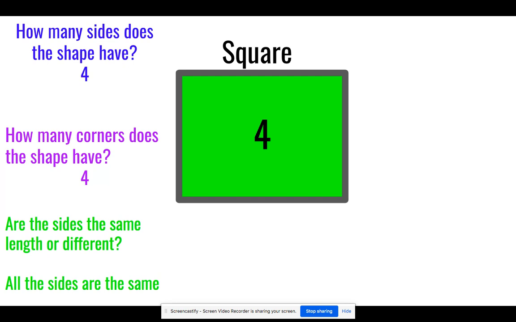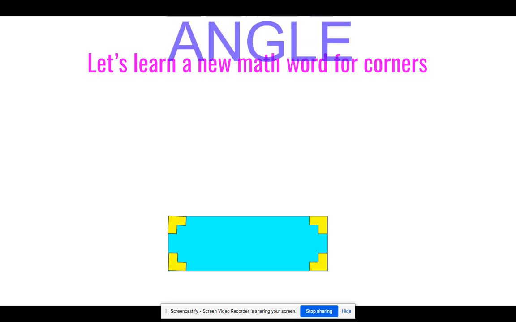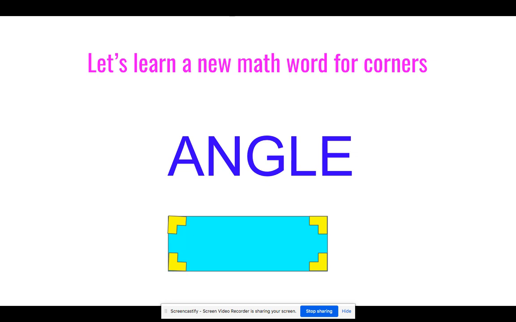Now, we're going to learn another math word today. You've been counting corners for a while too, but really, you haven't been counting corners, you have been counting angles. Our new math word for corners is angle. An angle can be seen in the rectangle here. If you look at my rectangle, there's 4 yellow shapes there where the corners would be. Those corners are really called angles. That's the math word. And an angle can help us figure out what a shape is.